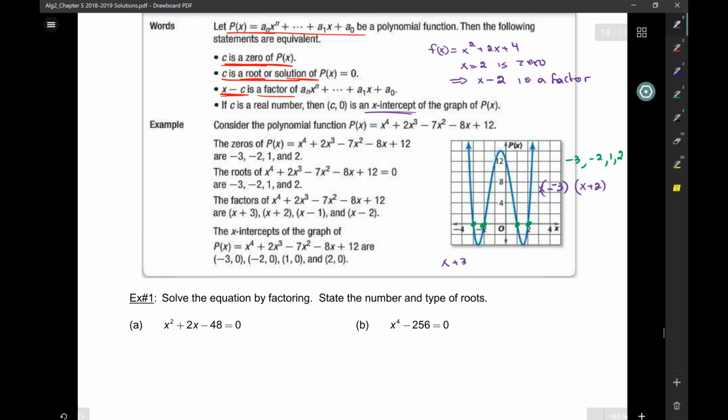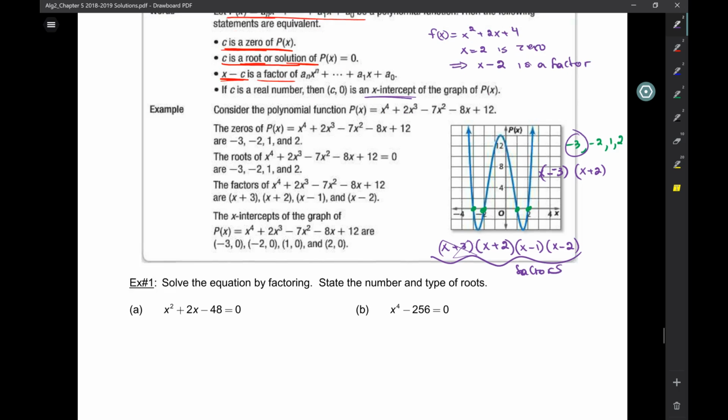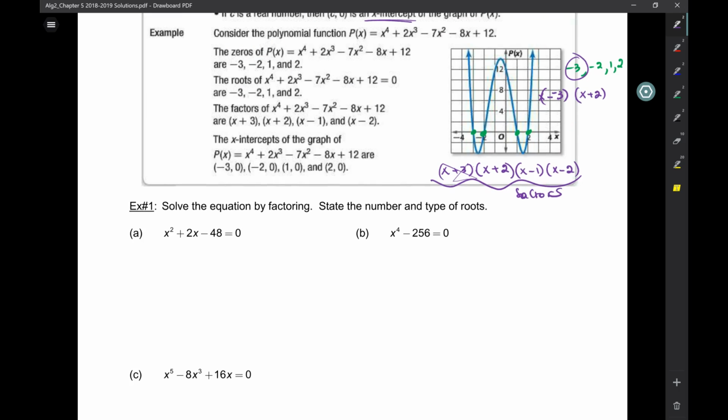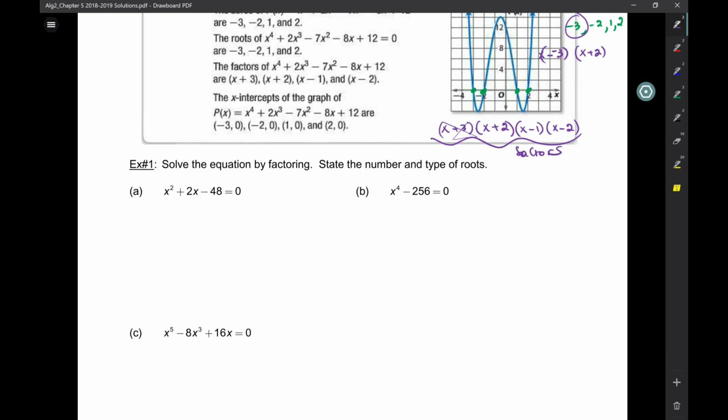So x plus 3 is a factor. x plus 2 is a factor. What other factors does this have? x minus 1 and x minus 2. So all of these are factors. So if a number is a 0, x minus that number is a factor. All right. So here we're going to start by factoring again. We're going to solve these by factoring, and then we're going to state the number and type of roots.